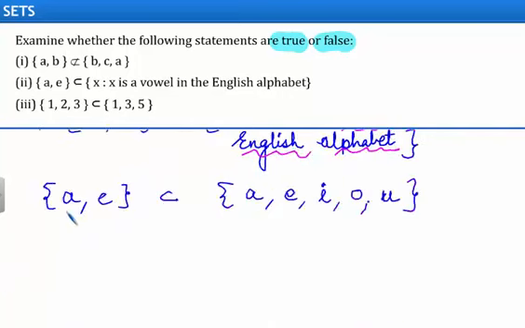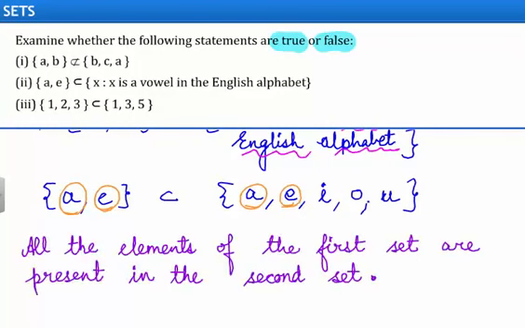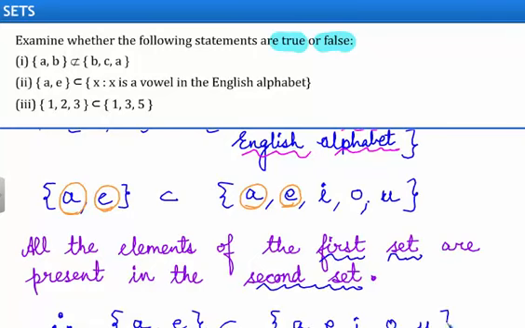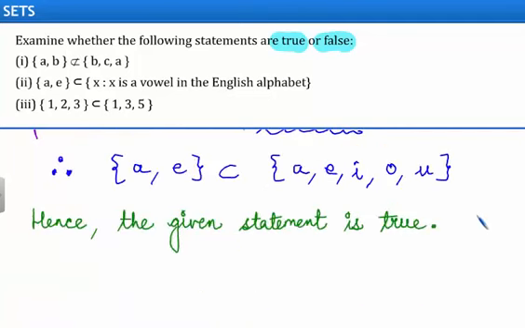Now, this letter A is present in both the sets. E is also present in both the sets. So we can say that all the elements of the first set are also present in the second set. Therefore, the first set is a subset of the second set. Hence, we can say that the given statement is true.